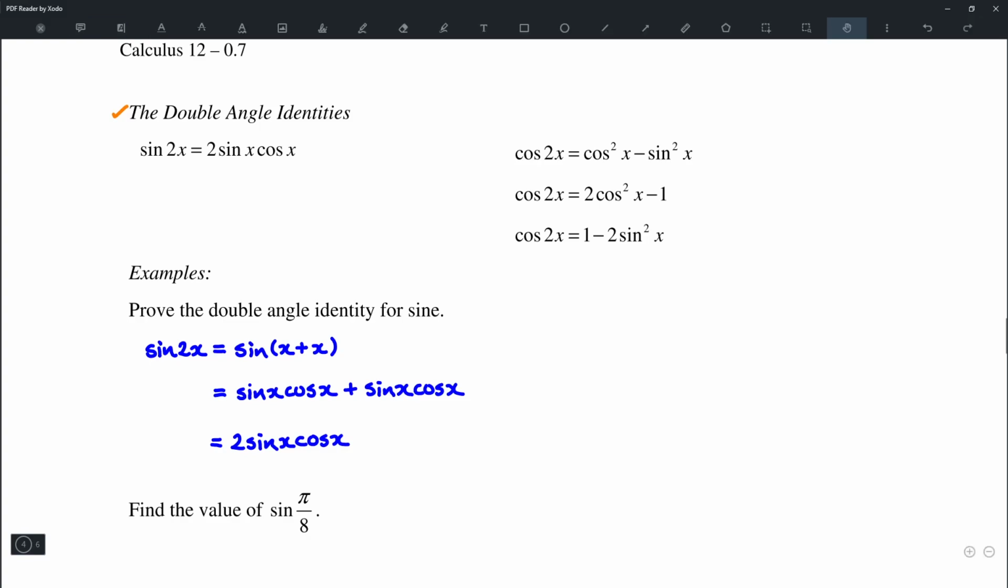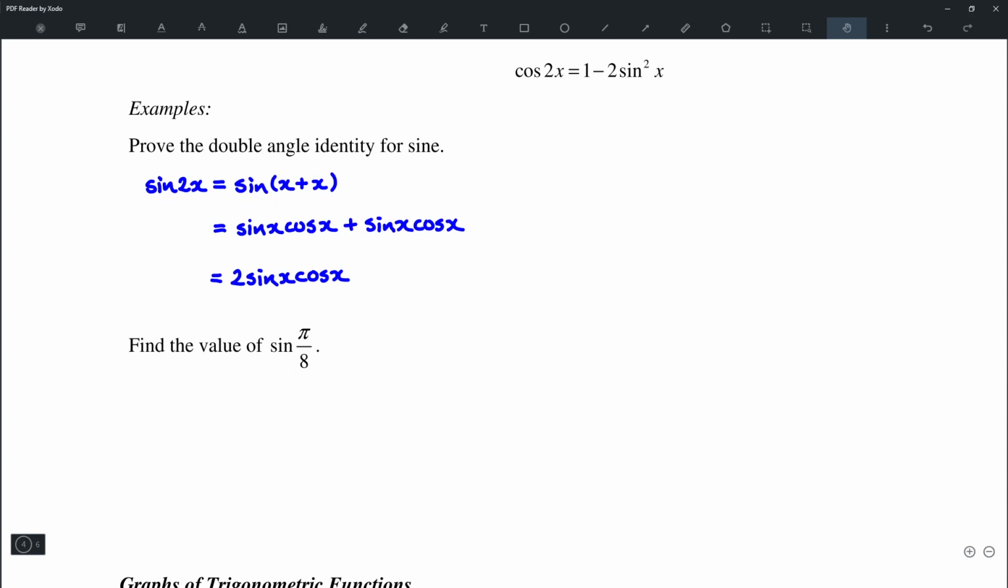Other questions that we have about trig identities that we have seen before are ones such as finding the exact value of sine pi over 8. So what we'll do is we'll begin with cosine pi over 4, which we know the value of is just 1 over root 2 from an earlier example. And we're actually going to go ahead and use this identity right here. So in our case, 2x is equal to pi over 4, so that x is equal to pi over 8.